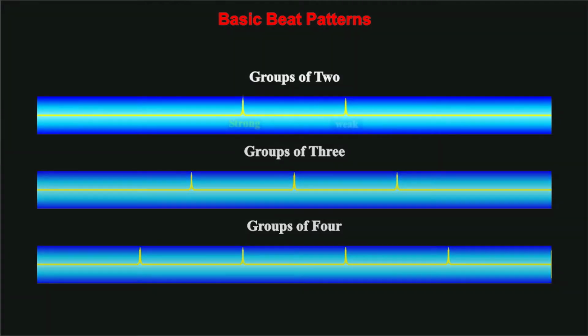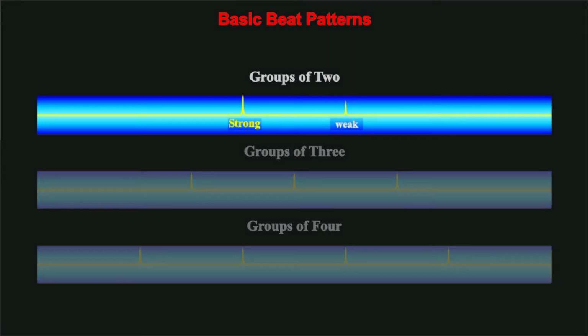For example, when beats are grouped into sets of 2, the first beat is strong while the second beat is weak. This pattern of strong versus weak is persistent throughout the piece, at least until the composer intentionally changes the beat to a group of 3 or 4.